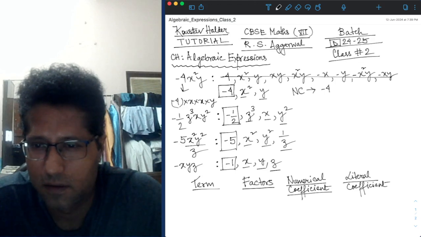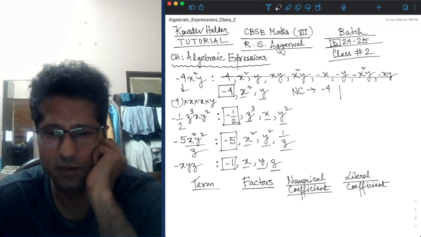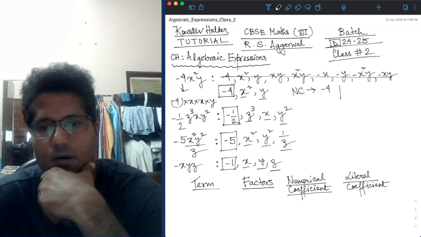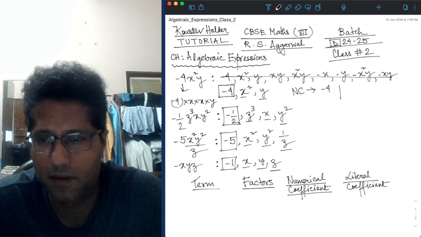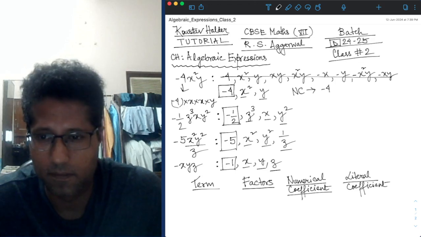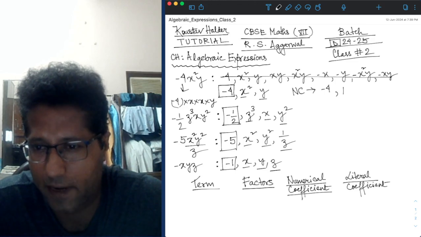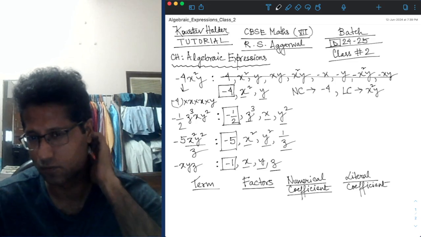And what is the literal coefficient of the first term? Everything excluding the numerical coefficient is the literal coefficient of the term. Literal coefficient, I am writing in short as LC. LC for the first term is x square y, because the numerical coefficient is minus 4.